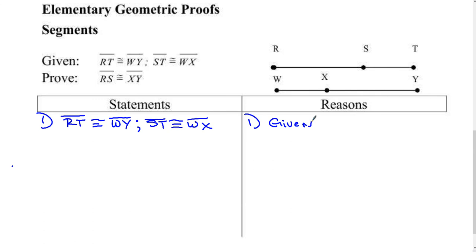Okay, so RT. That means from here all the way to here is congruent to WY, right? So those two pieces are going to be congruent. So that means that from end to end, they're the same length, aren't they? Okay, end to end, they're the same length. It says ST is congruent to WX. ST, get my tick mark right here, and WX right here.